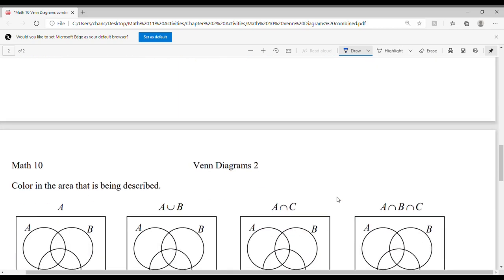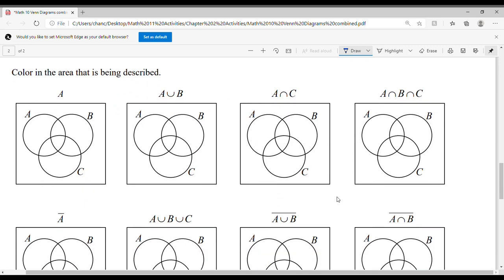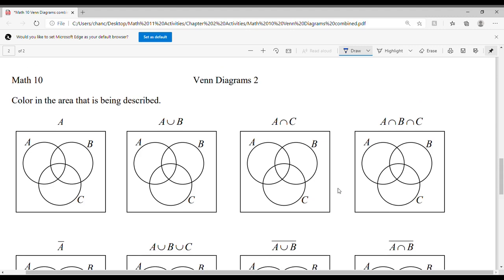Let's look at page 2 of our Venn diagrams now. In page 2 of our Venn diagrams, we have 3 sets, A, B, C. So let's look at that. The first part is to shade in region A. That's the same as earlier. We're just going to shade the entire circle for A.